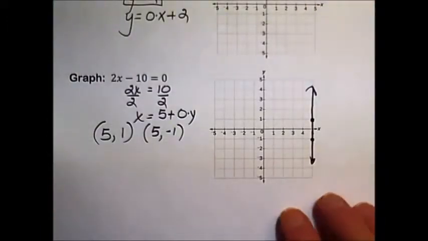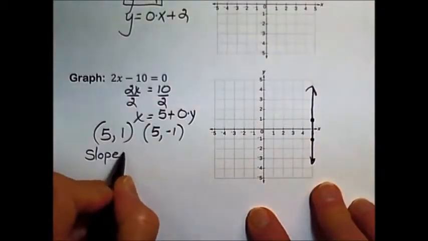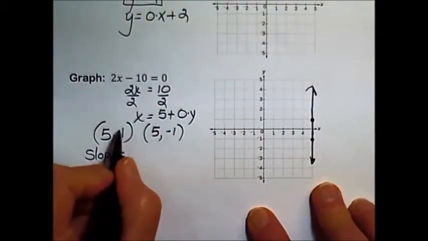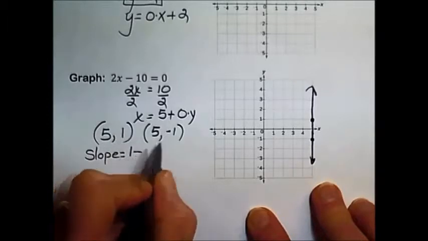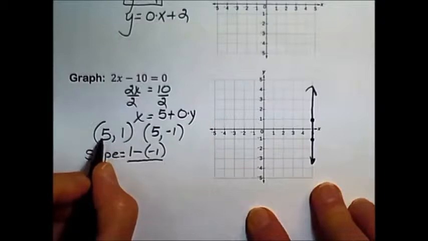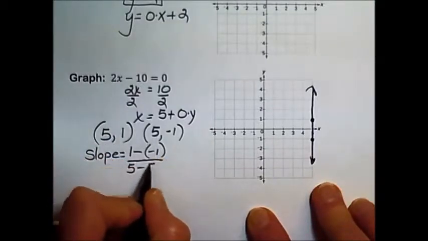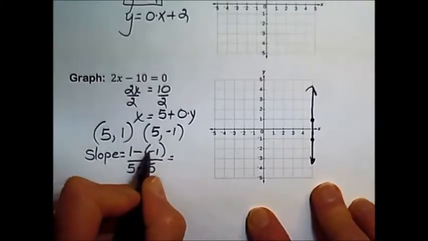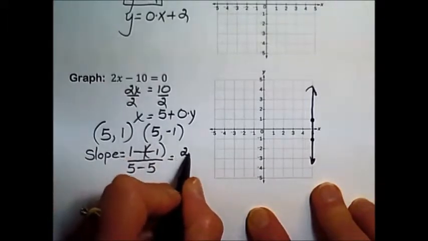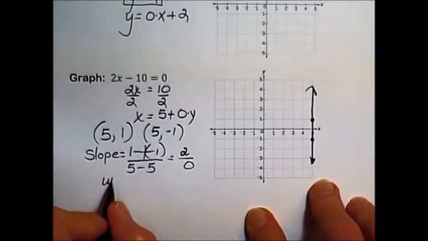What about the slope? If we're calculating the slope, we would take the differences in the y, so I'm going to start with this y1 minus this y, which is -1, over the changes in the x's. I started with this y, so I'll start with this x, 5 minus this x. Well, the minus a minus is a plus. We end up with 1 plus 1, or 2 in the numerator, and a 0 in the denominator. When we have 0 in the denominator, mathematically, this is undefined.